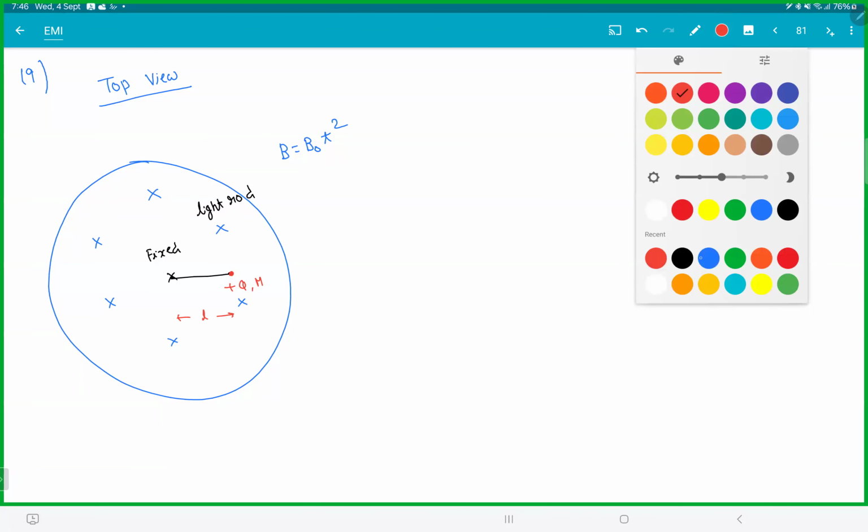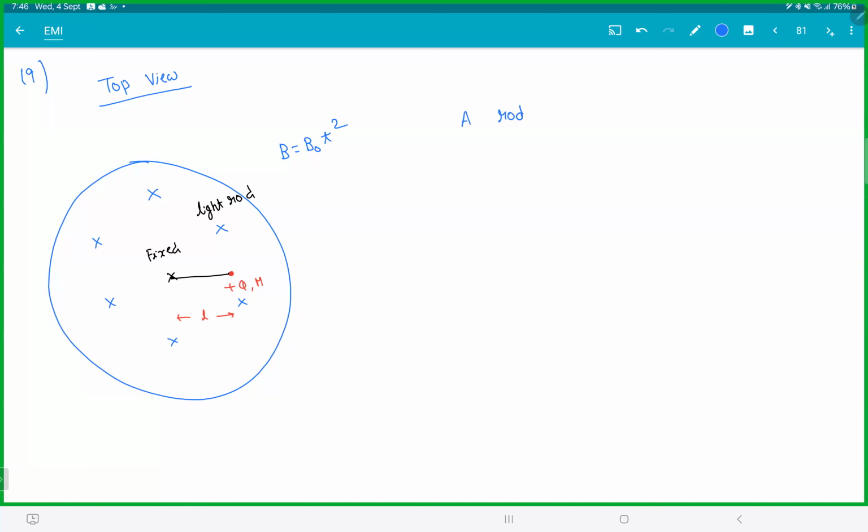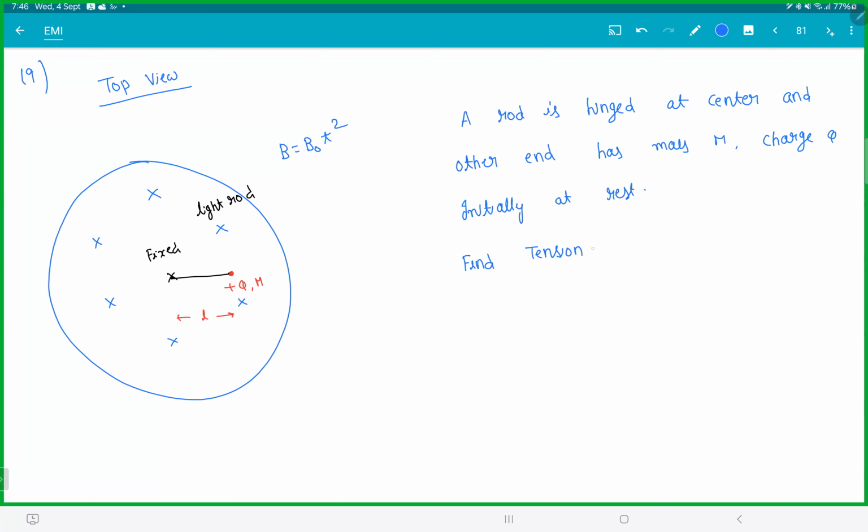Initially, it is at rest. Find the tension in the rod as function of time t. The rod is hinged at center. Then the other end has a charge q and mass m. Initially at rest. Find the tension in the rod at time t.